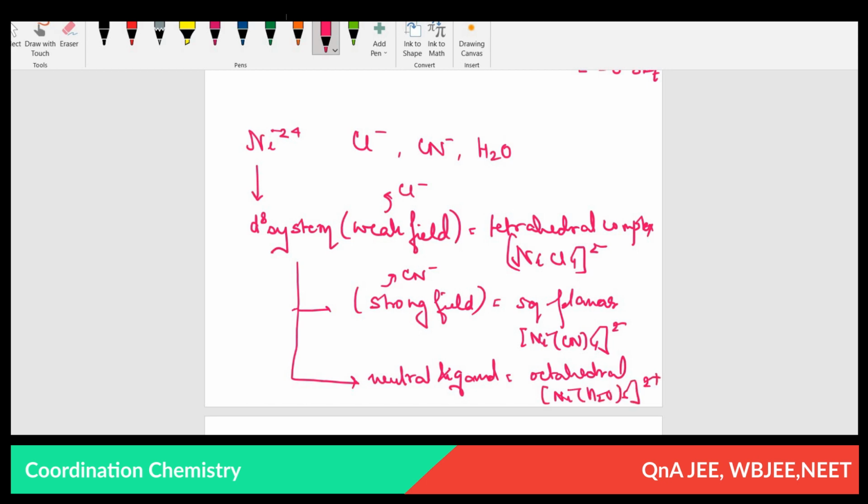So your answers will be tetrahedral, square planar and octahedral, which is option number B. Right? So keep this in mind, that when there is a d8 system and the ligands are classified this way, then these would be the corresponding structures. Moving on to the next question.